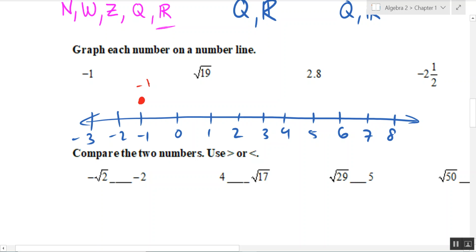Root 19, I'm trying to think about what two whole numbers that is between. If you're in doubt, think about perfect squares. Root 16 and root 25. Root 16 is 4. Root 25 is 5. So we know that it's somewhere between 4 and 5, probably a little bit closer to 4. So I'm going to put that over here and say that this is root 19. 2.8 is a little bit closer to 3 than 2. And -2.5 is halfway between -2 and -3. Down here.